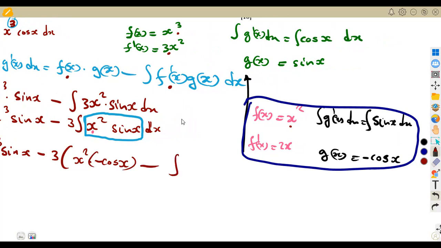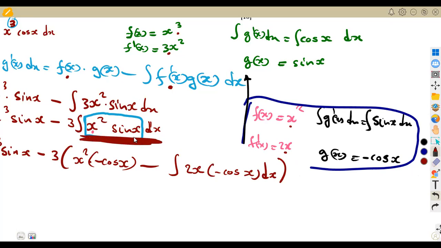Minus the integral of f prime x, which is 2x, times g x, which is negative cos x, with respect to x. Whatever you're going to do here, we are going to integrate with respect to x. So this is what you're supposed to have. You are substituting here because you're applying by parts.